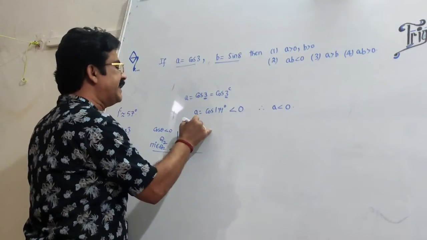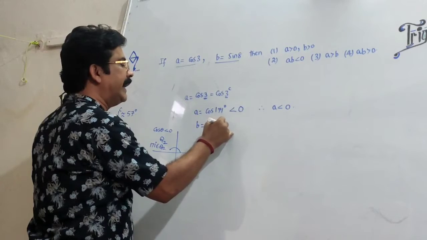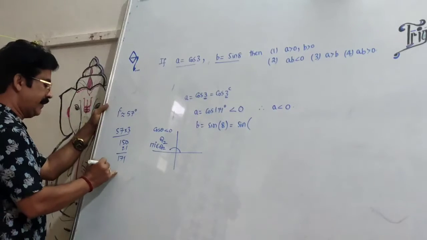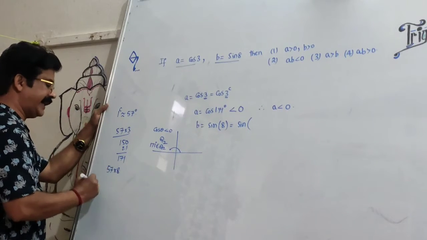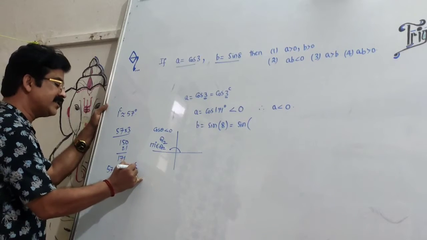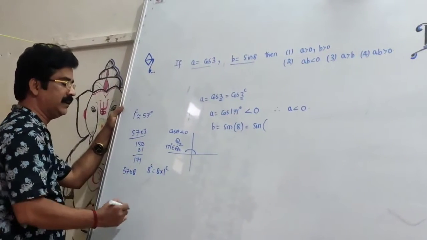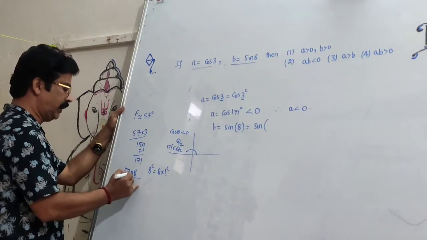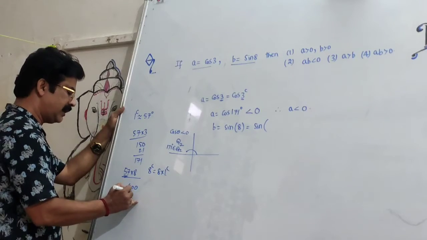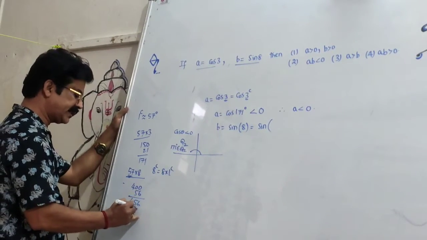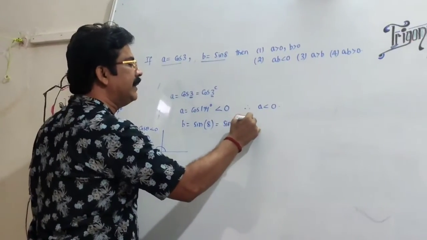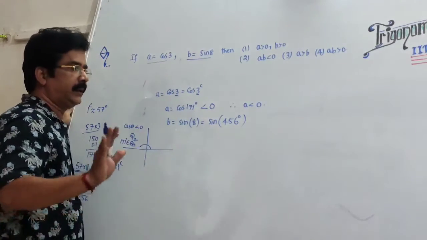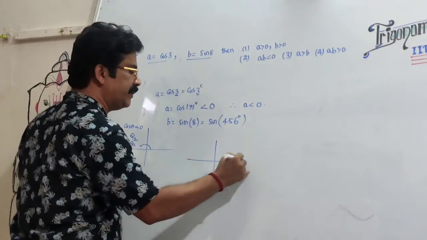Come to B. B is equal to sine of 8 radians, is equal to sine of 8. One minute, 57 into 8. Actually, 8 radians means 8 into 1 radian. 1 radian value is 57, into 8. So, therefore, it is 456 degrees. So first convert into degrees.